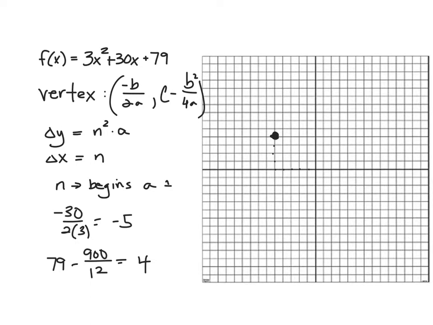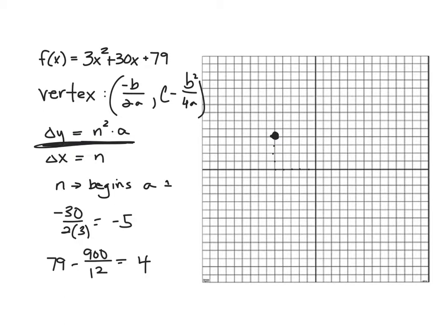Plot it in. The next thing I now need to do is figure out how my parabola is going to grow. How is it going to change? The way you figure that out is by utilizing delta y. Delta y is how much it is changing with respect to the vertex. Not from point to point, it's always going to be with respect to the vertex.